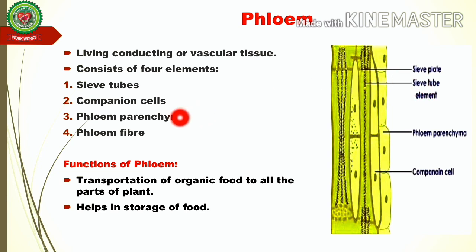Next is phloem parenchyma. They are thin-walled cells. They store food and help in the lateral transportation of the food. Next is phloem fibers. These are fibers which provide mechanical strength to the plant. Now students, what are the functions of phloem? Phloem helps in the transportation of organic food to all the parts of plant. It helps in the storage of food.